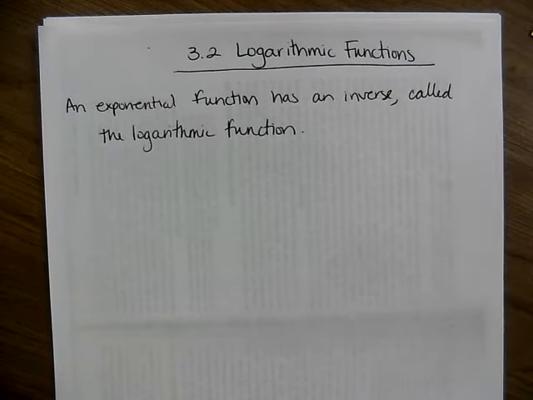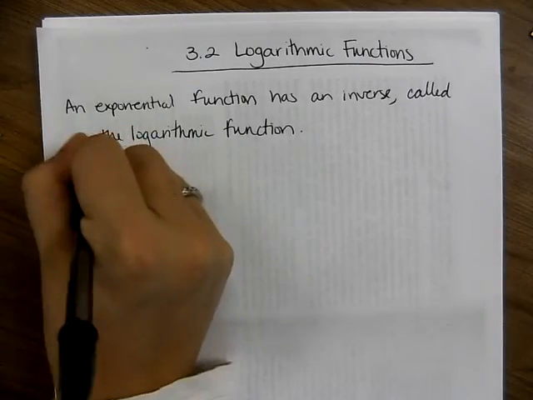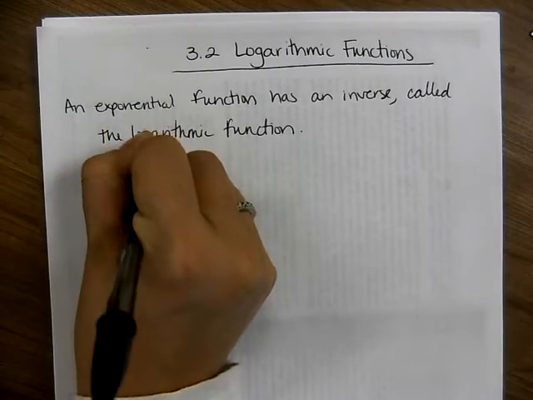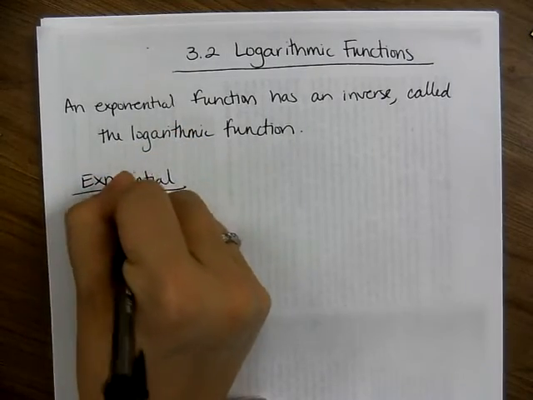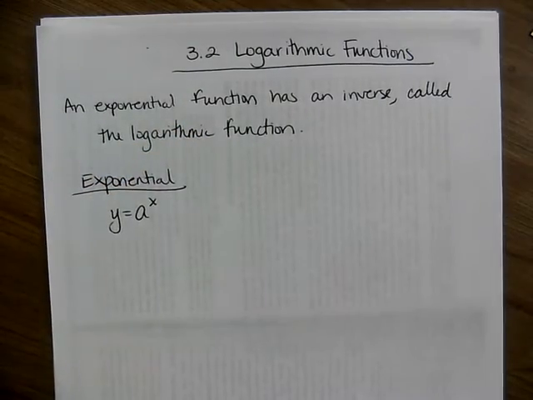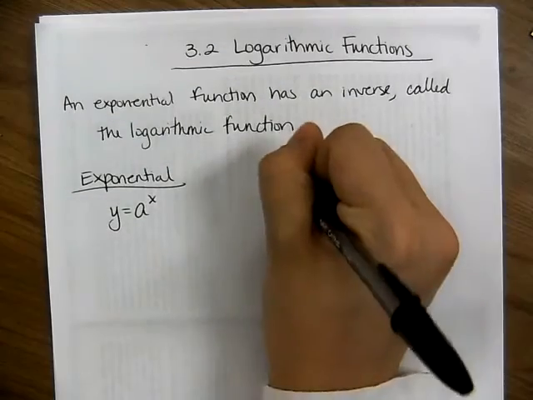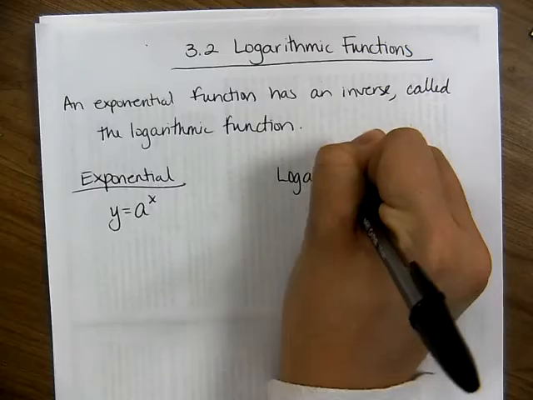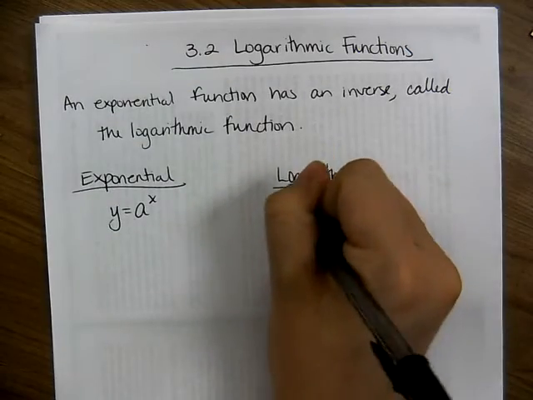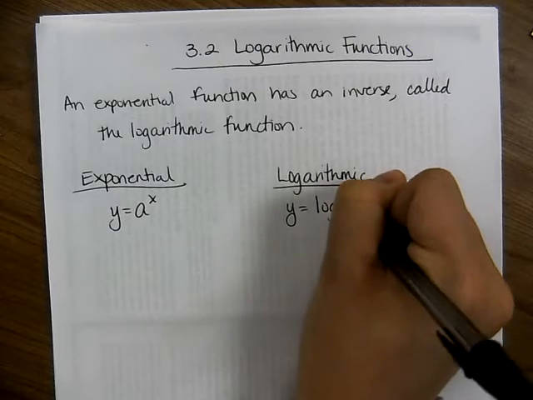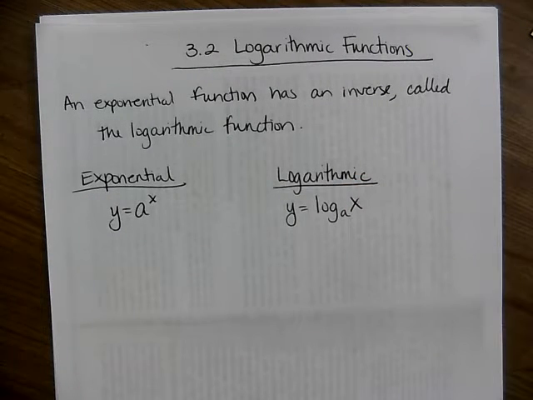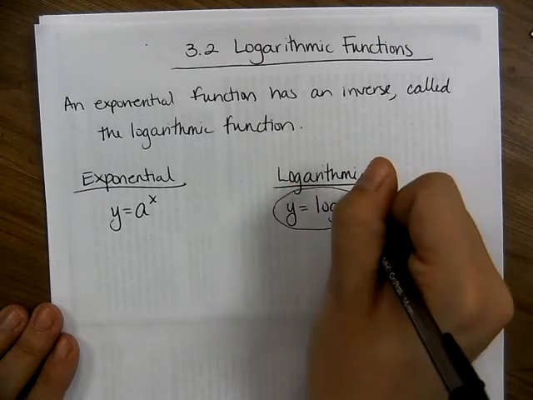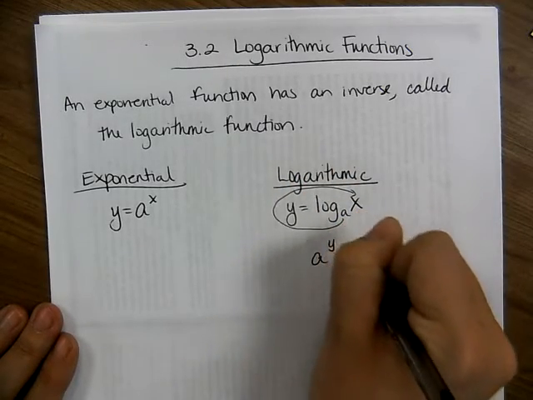So we're going to use those ideas of the inverse that we learned way back in 1.5 or 1.6 to kind of talk about some of this stuff. So an exponential function looks like y equals a to the x, and that's what we saw yesterday. Right? You have some base to an exponent. And a logarithmic function looks like y equals log base a of x. Which, if you were to change to exponential form, would look like a to the y equals x.